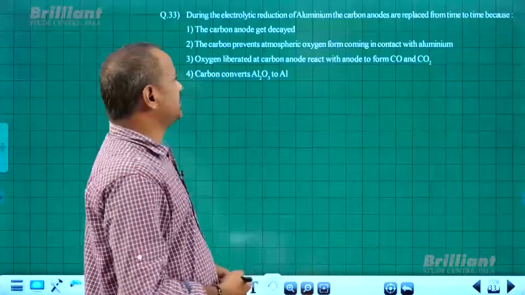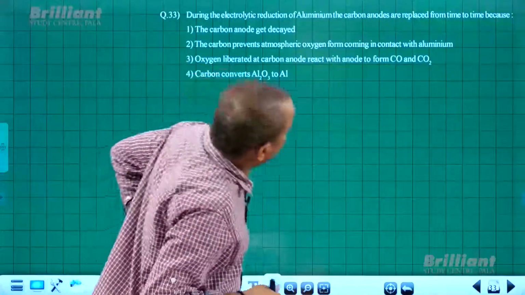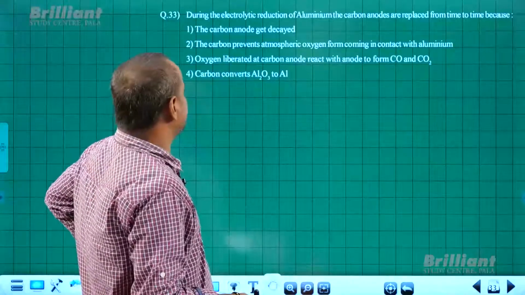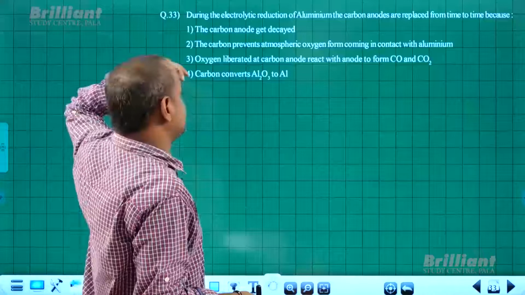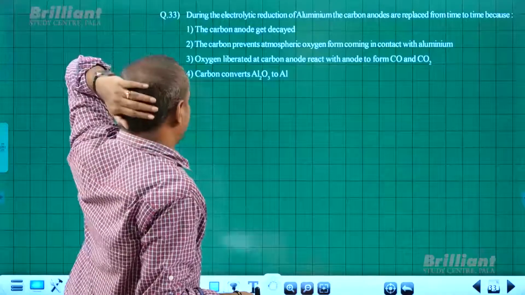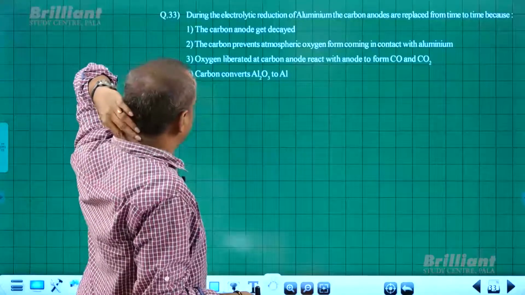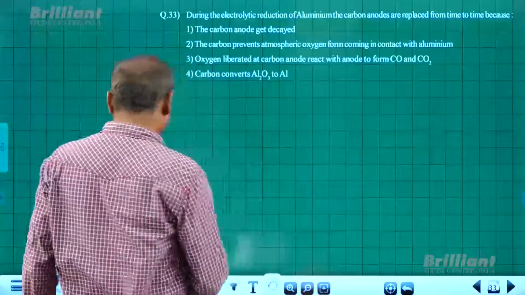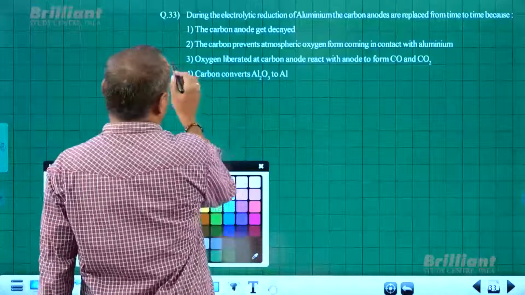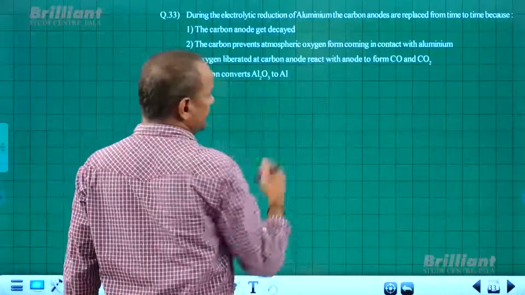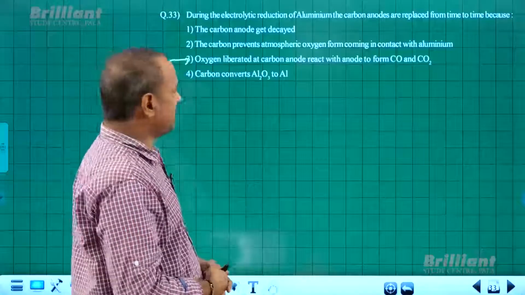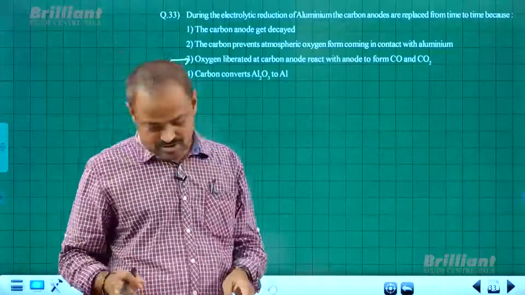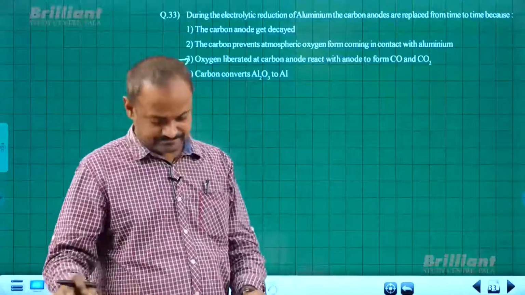During electrolytic reduction of aluminium, carbon anodes are replaced from time to time because the carbon anode gets decayed. Oxygen is liberated at the anode, and the anode made up of carbon easily combines with it to form CO and CO2. That's why from time to time we have to replace it with new graphite rods or carbon rods.